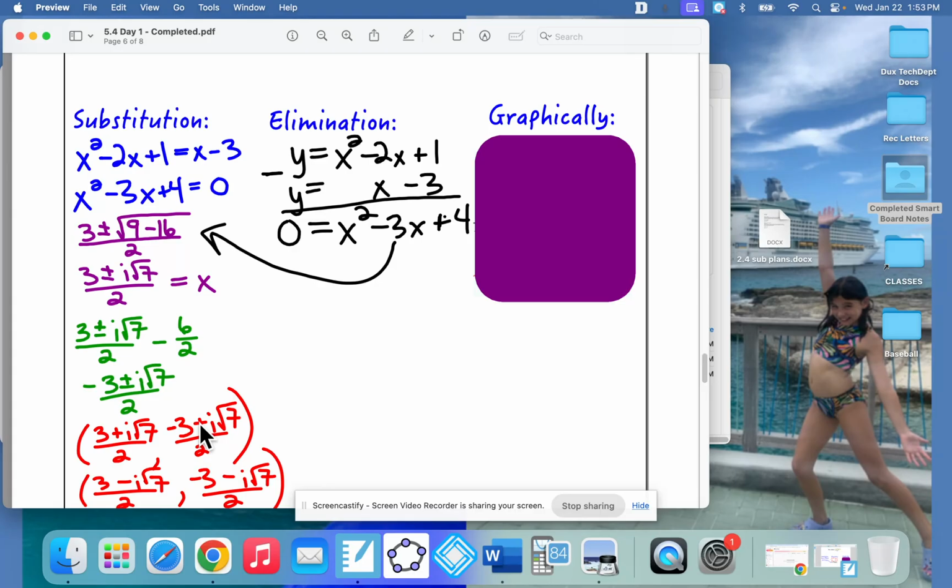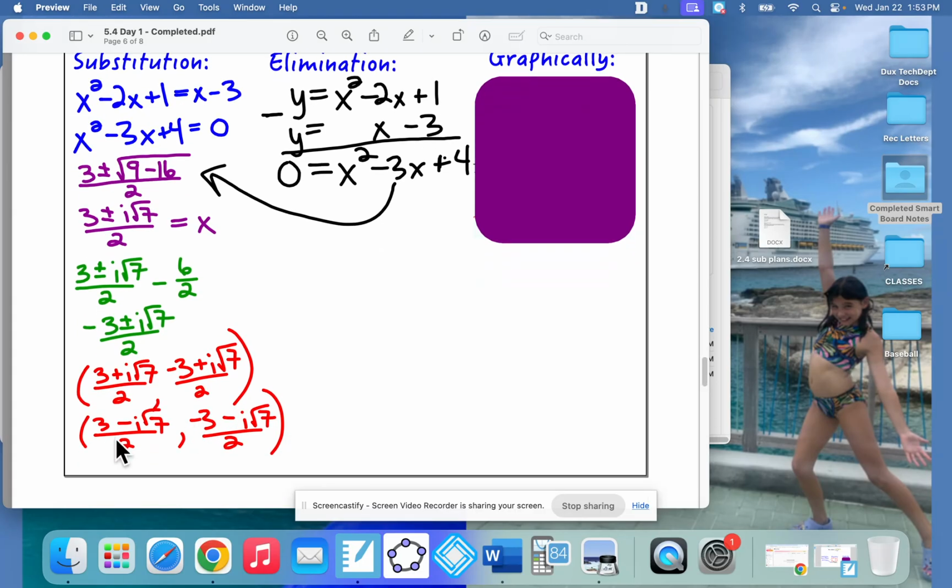X coordinate, y coordinate. I wrote them separately to show that the plus goes with the plus, the minus goes with the minus. I would want you to do that. You do need to write these out separately. You can't just say plus and minus, because that could actually mean 4 different answers if each plus went with each plus and minus and each minus went with each plus and minus. Does that make sense? So those are your 2 answers.